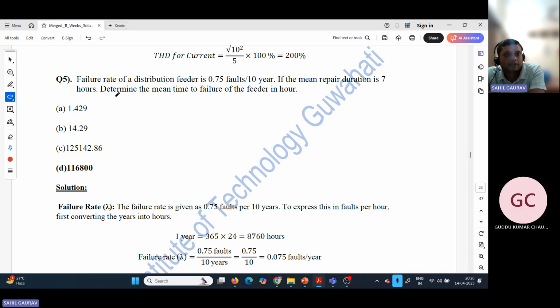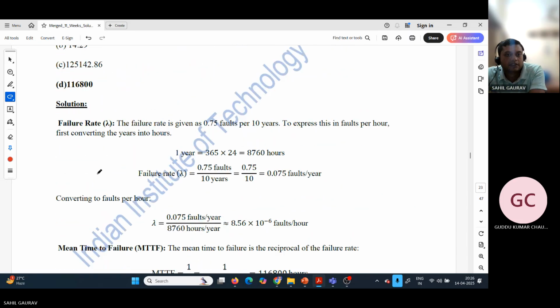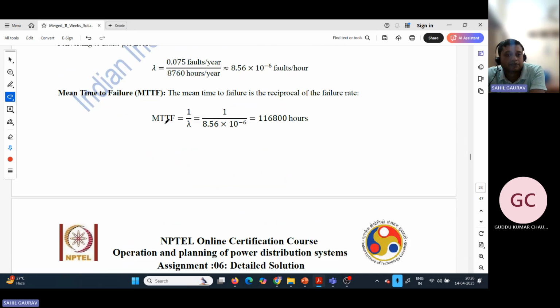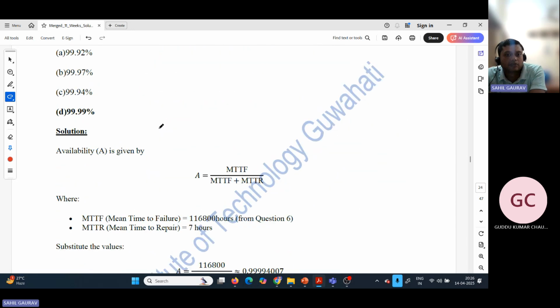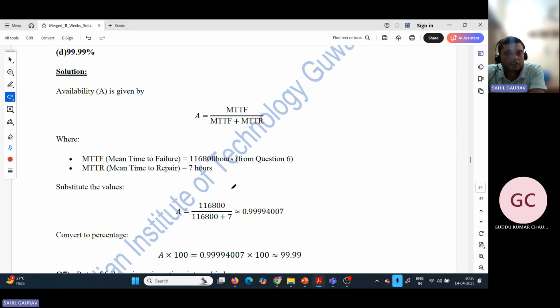Now in question 5, the failure rate of a distribution feeder and the mean repair duration are given. Determine the mean time to failure. So you use the expression, and we get this one. Determine the availability of the feeder. Availability is MTTF upon the total mean time between failure.